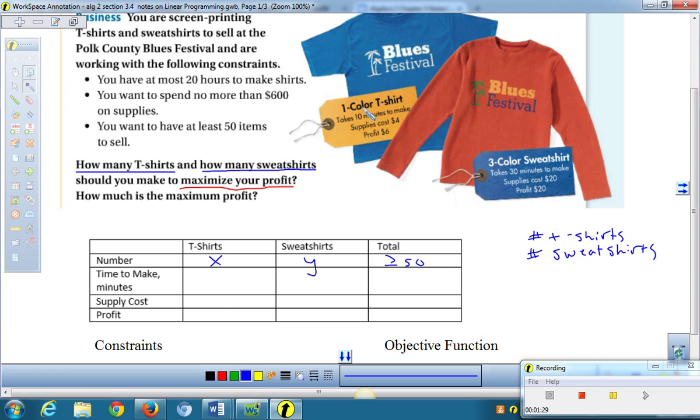Okay, so for t-shirts, it takes 10 minutes to make a t-shirt. All right. So for t-shirts, time to make, put 10. And for sweatshirts, how long does it take to make those? It takes 30 minutes to make sweatshirts. Are we restricted on time? Yes. What does it say? 20 hours. At most 20 hours. So what's the inequality we would write there? Less than or equal to.